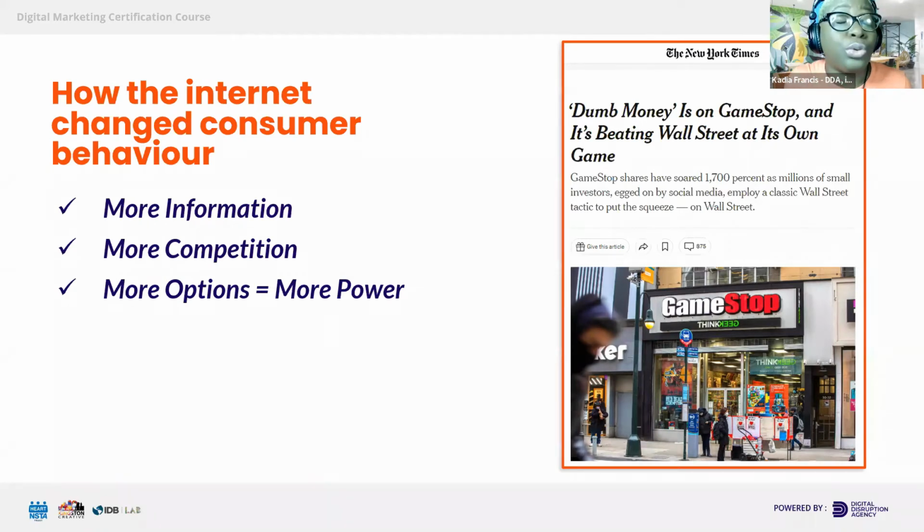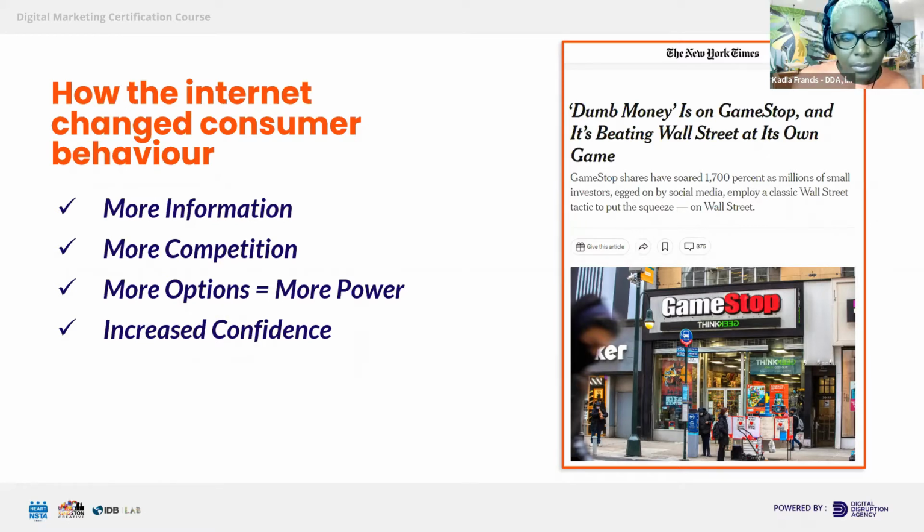When I message you on social media, or I DM you and I ask you about a product or a service, or I make a query, and 2, 3 hours pass and you don't respond, I got options. Anybody got time for that, right? And so that equals more power. Consumers are now more empowered, right? And because I'm now empowered, my confidence has increased, right? Because I'm not dependent on one company or one business to provide a product or service, right?